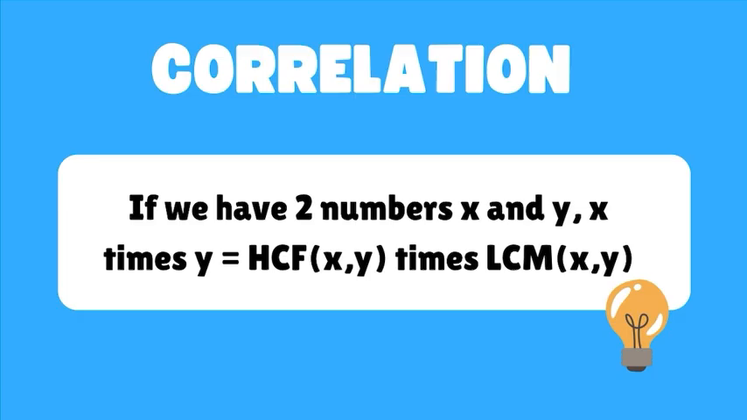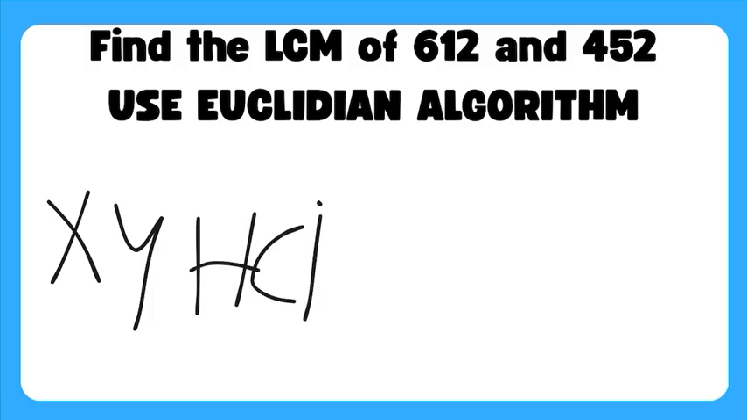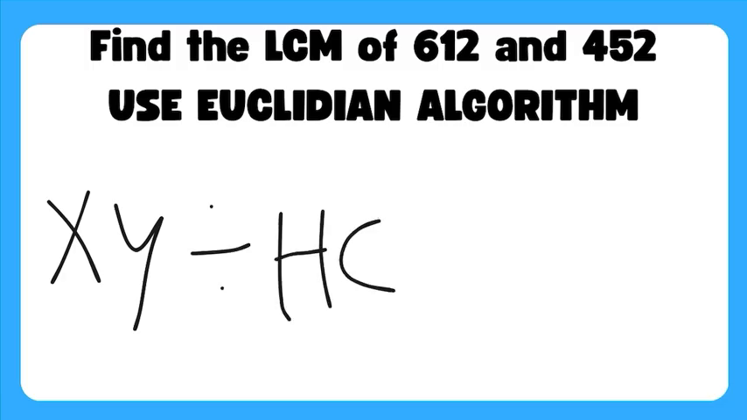So I'm going to go back to the correlation page. It stated that if we have two numbers, x and y, x times y will give you the HCF of x and y times the LCM of x and y. So what we can do over here is, if we have x multiplied by y, divided by the HCF that we got, this is going to give us the LCM.